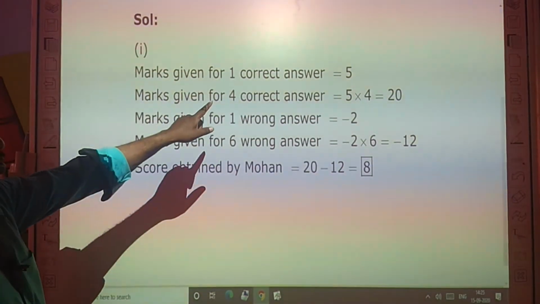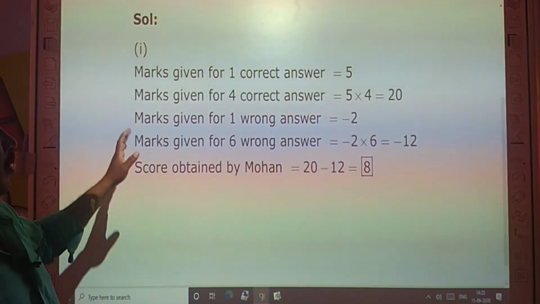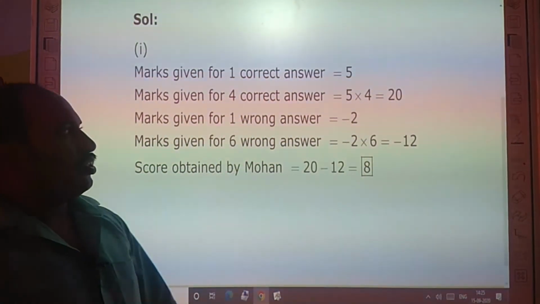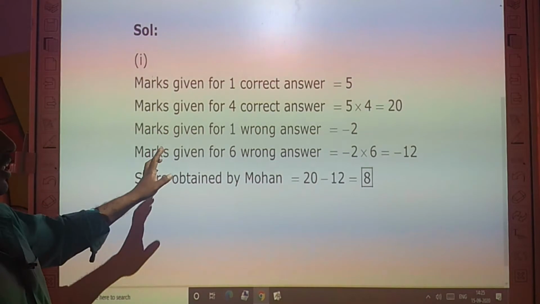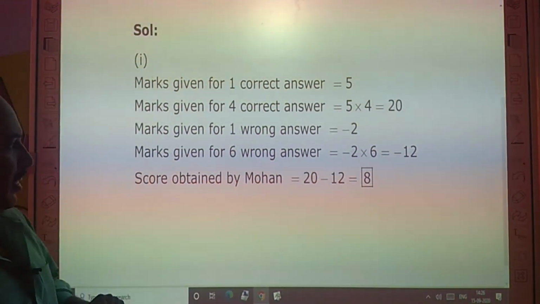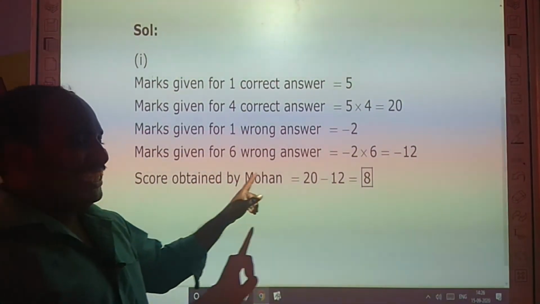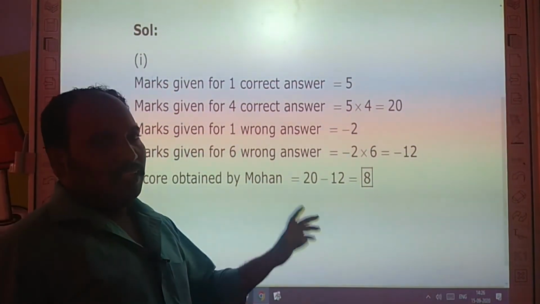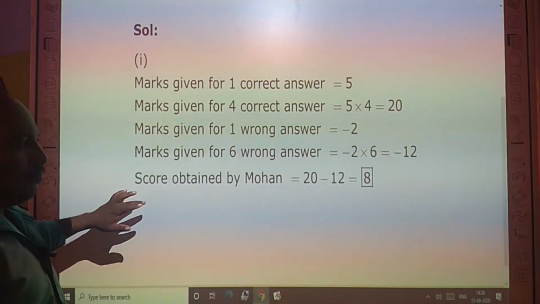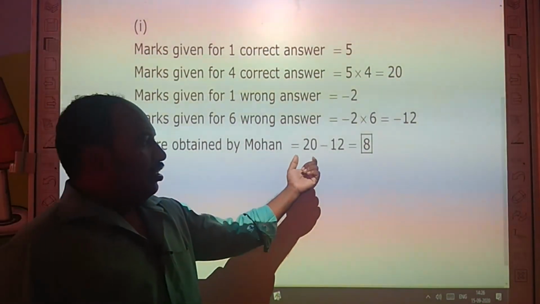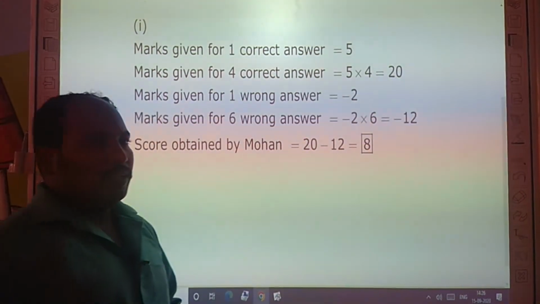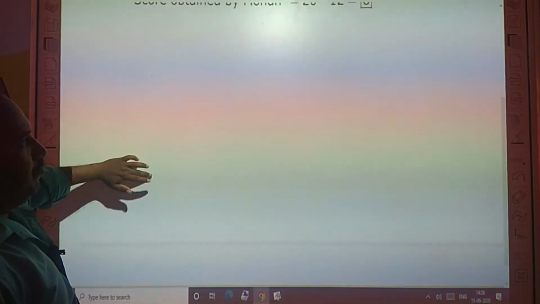Marks given for one correct answer is equal to 5. Marks given for 4 correct answers: 5 fours are 20. Marks given for one wrong answer is minus 2. Marks given for 6 wrong answers: minus 2 into 6 is equal to minus 12. Score obtained by Mohan: 20 marks for correct answers minus 12 marks for wrong answers. 20 minus 12 is equal to 8.